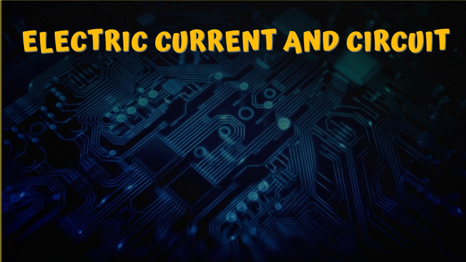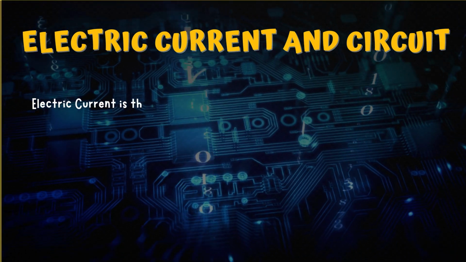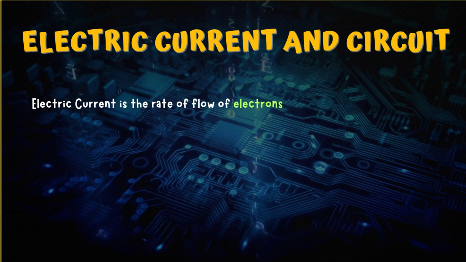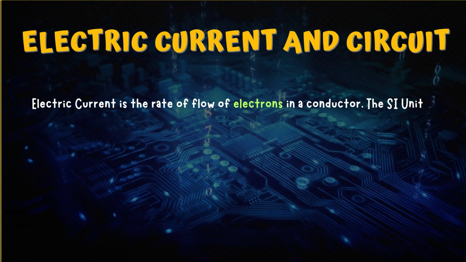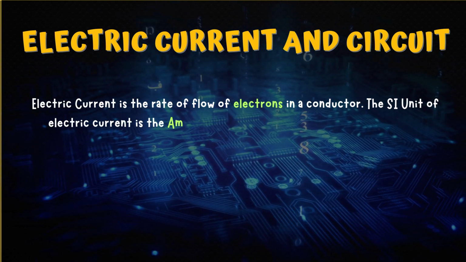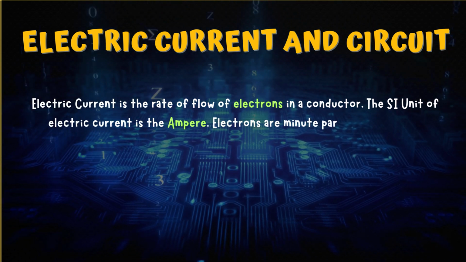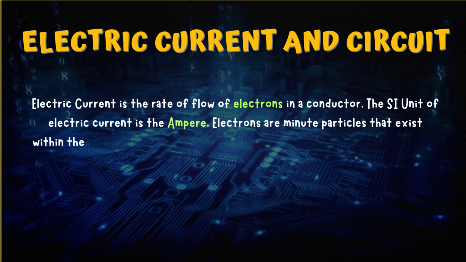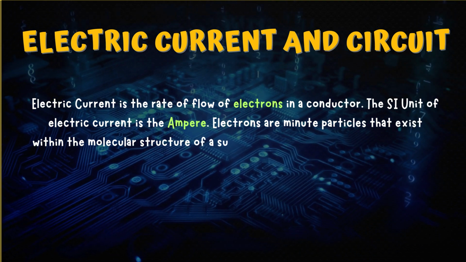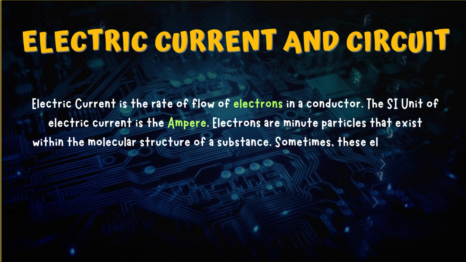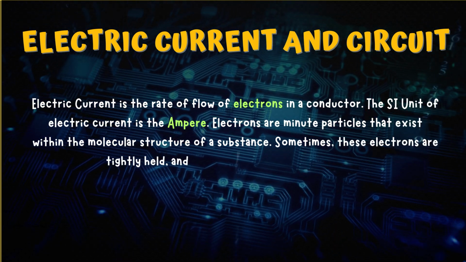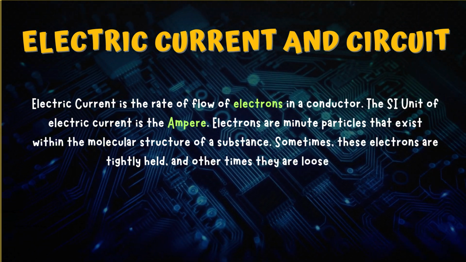Electric current and circuit. Electric current is the rate of flow of electrons in a conductor. The SI unit of electric current is the ampere. Electrons are minute particles that exist within the molecular structure of a substance. Sometimes, these electrons are tightly held, and other times they are loosely held.